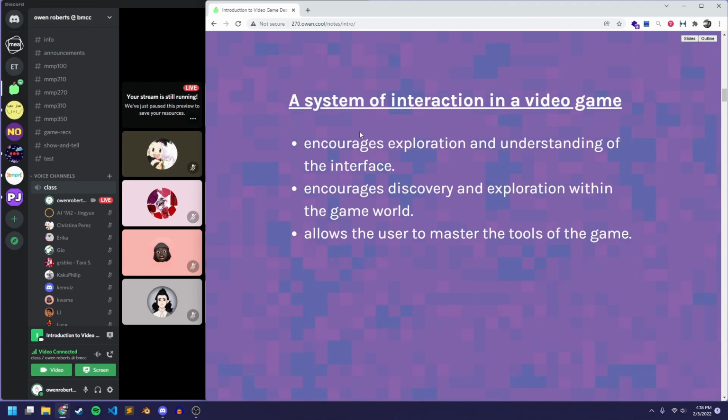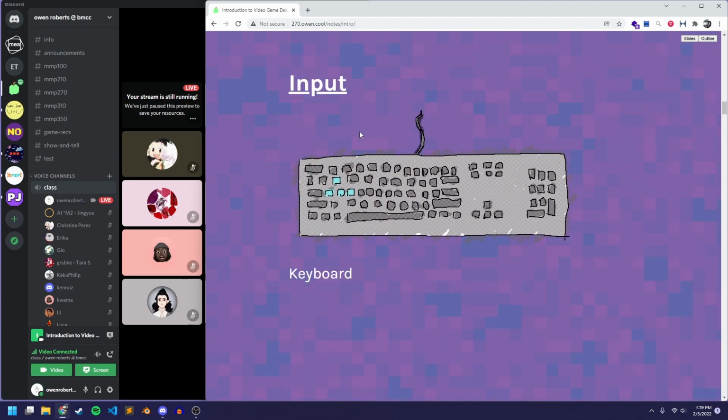So a game system also needs to allow the user to master the tools of the game. We'll talk a little bit about this when we talk about level design and things like that, but a good game should teach the user how to play the game. We can't assume that the user is any type of gamer, like an expert or a novice. We have to teach any type of user how to master the game.